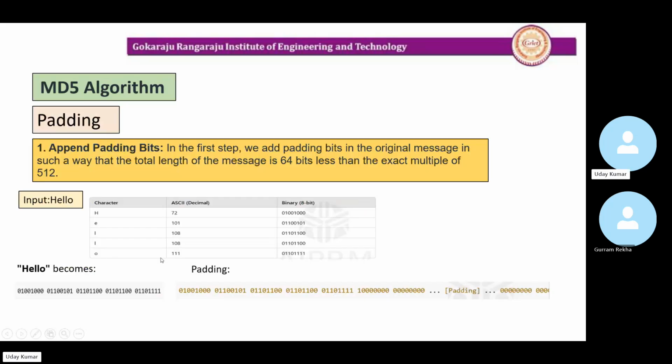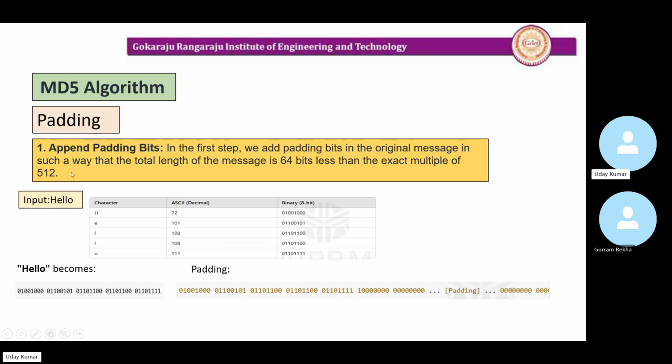So first, you just pad. So how do you pad? Take the input, hello, convert that into binary, students. Just write it. And what you do is you add bits to the original message so that the total length is 64 bits less than an exact multiple of 512.